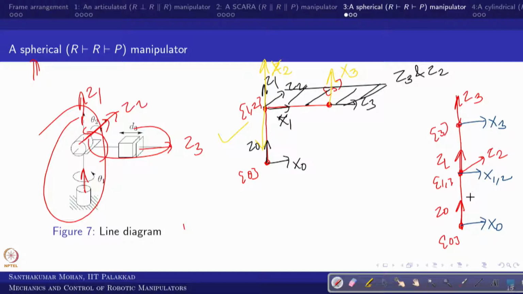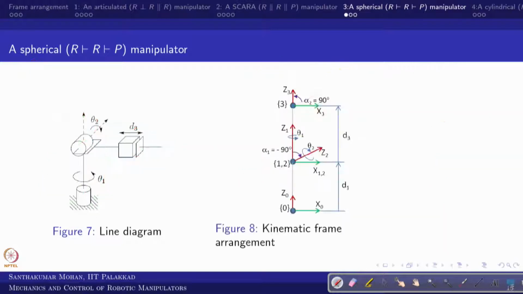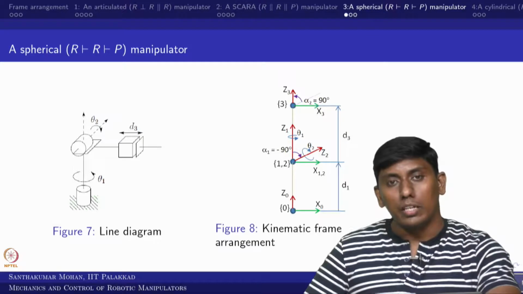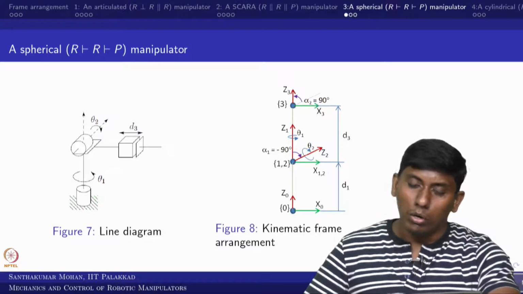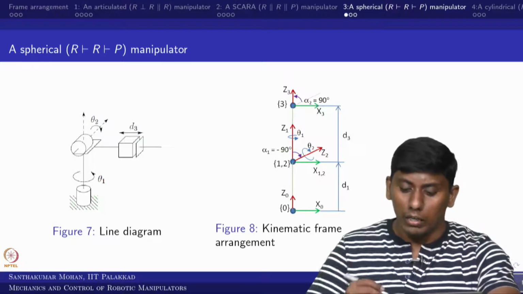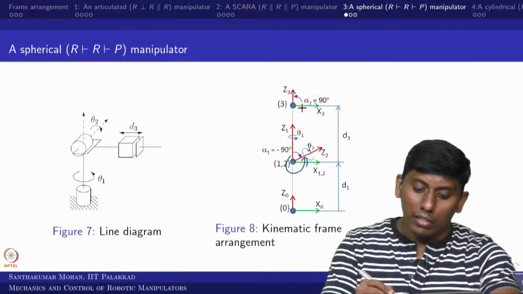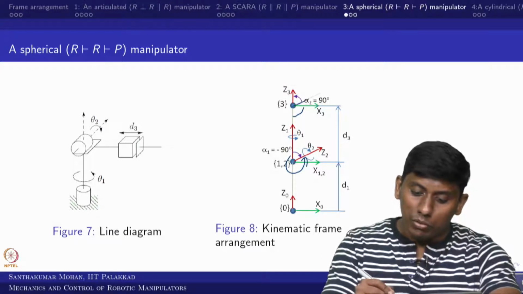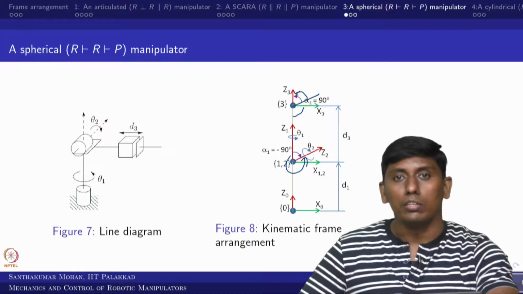Now, you can see this is D1, and this is D3, and this is theta 2 and this is theta 1. These are the variables, right. That is the frame arrangement which we did here. There are two twist angles that will come. One is between 1 and 2, and the second one is between 2 and 3. One would be a 270-degree rotation, and the other one is a 90-degree rotation, that is all.